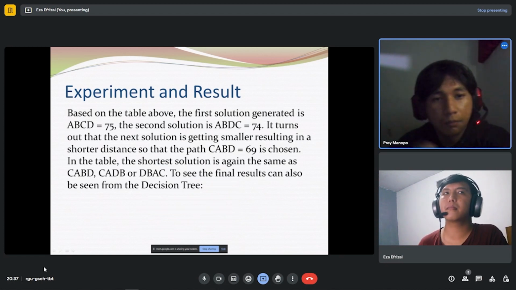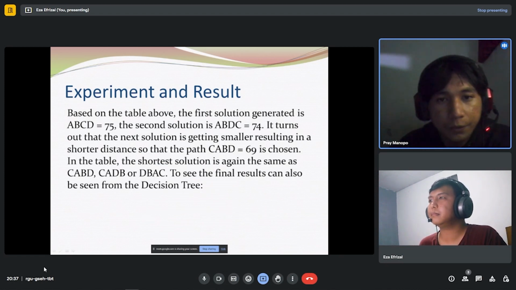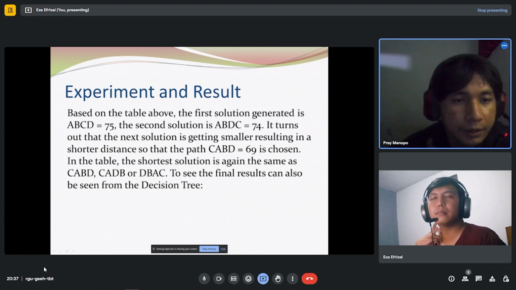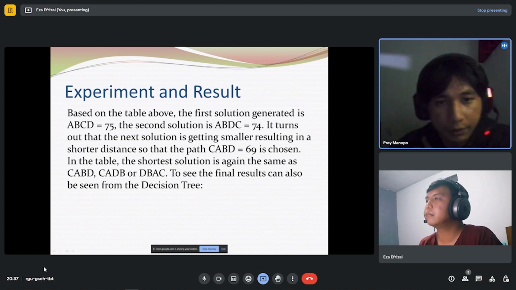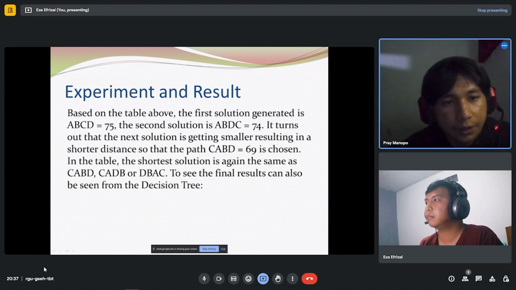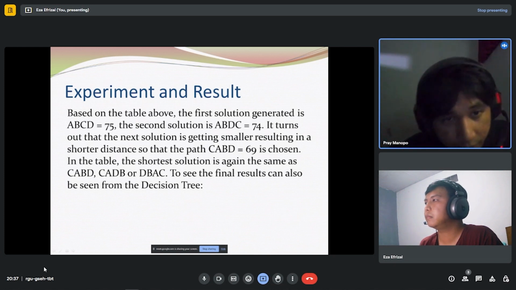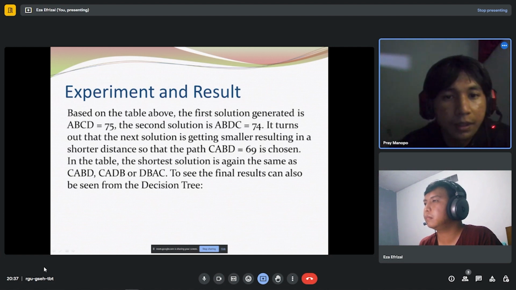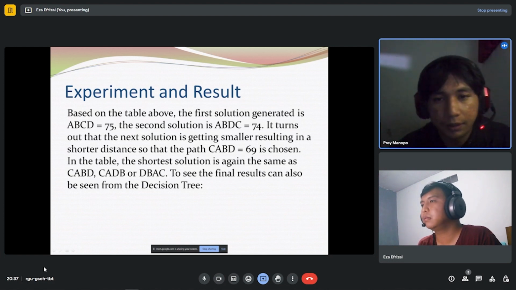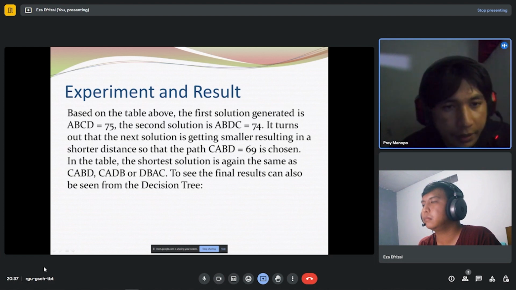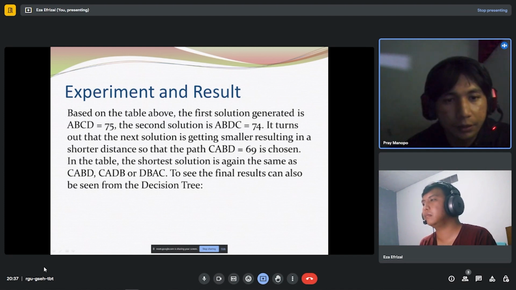Now, based on the table above, the first solution generated is ABCD equal 75, and the second solution is ABDC equal 74. It turns out that the next solution is getting smaller, resulting in a shorter distance, so the path CABD equal 69 is chosen. In the table, the shortest solution is again the same as CADB or DBAC. To see the final results can also be seen from a decision tree.